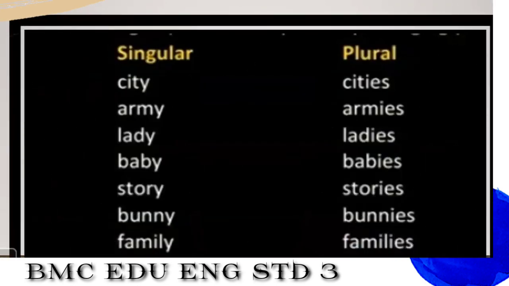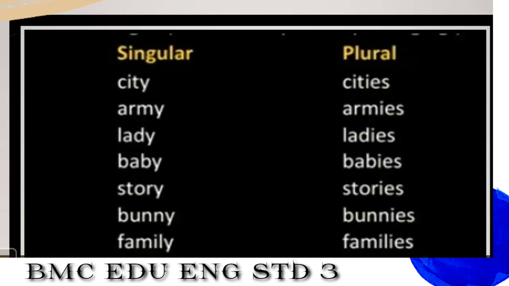See here in singular, the words are all ending with the letter Y. And in plural form, what we did, we removed Y and added IES. Spelling will be the same. Only the difference is what? You have to remove Y and add IES to make the plural form. City, cities. Army, armies. Lady, you have to remove Y and add IES. So it will become ladies.